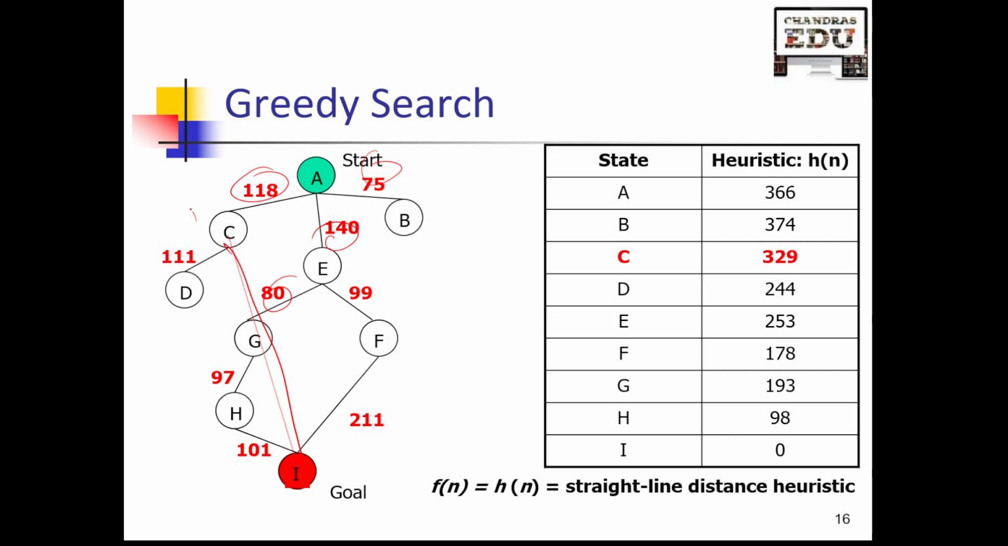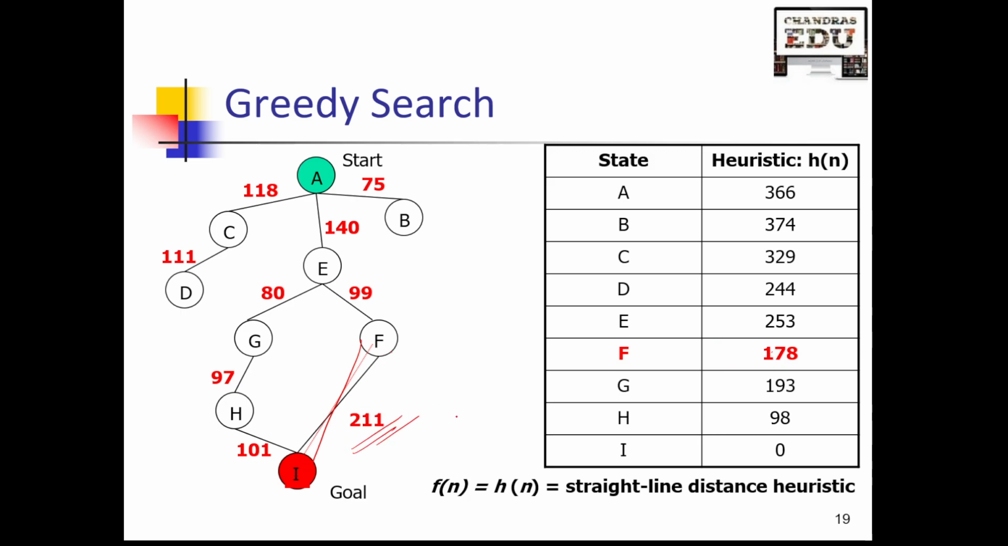This can be considered as a node n. Here h of n is the straight line distance, and for C that is 329. Like that we can take it for every node. If you take node D, its straight line distance is 244. Next coming to E, it is 253. Next we have node F, that is 178. See here, even from F to the goal node there is also a path which is of 211.